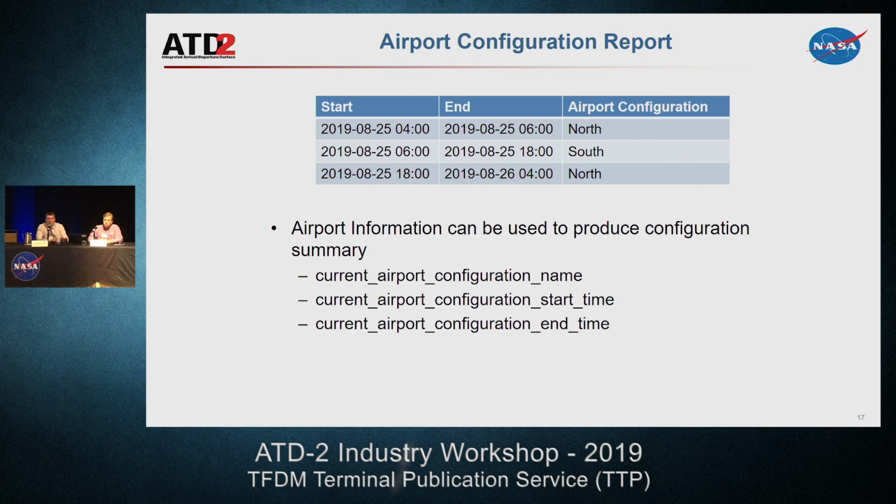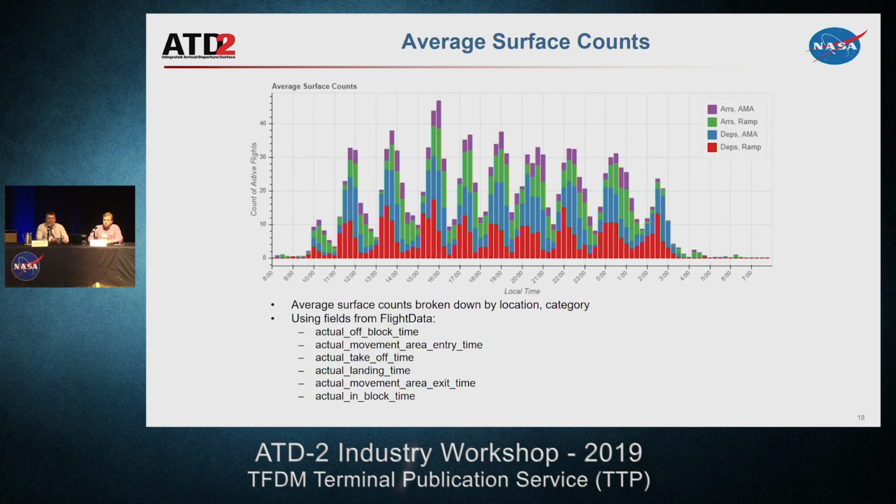An airport configuration report. You just want to know what time a configuration was going to start and end, what configuration you're in. Pretty simple example, but it seems simple and not something you can easily get today. So that's the first simple case, something you could pull out of TTP.